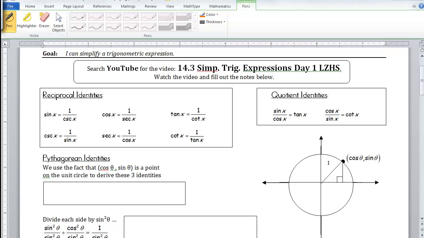Some new identities that we have talked briefly about last chapter are our quotient identities. These are very useful when you're trying to get everything in terms of just sine or just cosine. So whenever you have tangent or cotangent and you need to get to either a sine or a cosine, you're most likely going to replace it with one of these quotient identities.